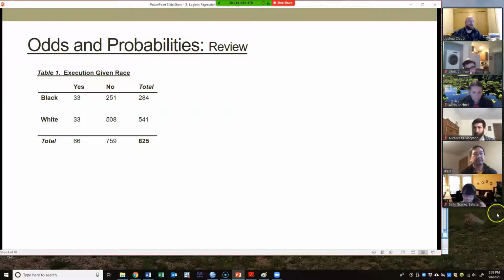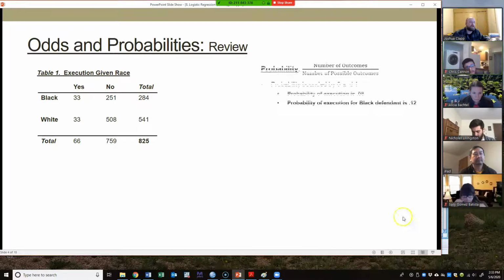So here in our data, this is from Narina, I think, we have some data on death sentences for black versus white defendants in some sort of database. So we have the racial ethnic background of defendants, black versus white, and then whether or not they received a death penalty sentence, yes versus no.